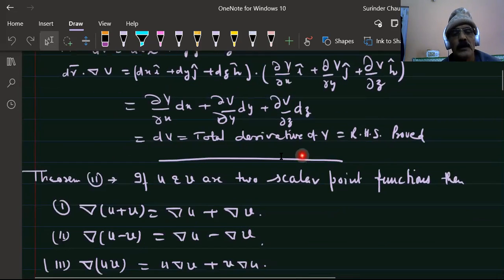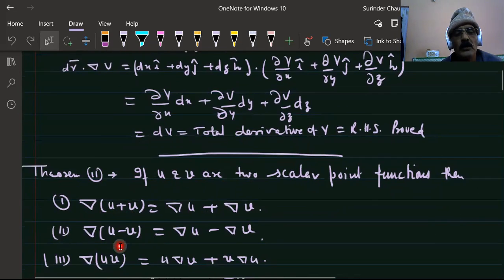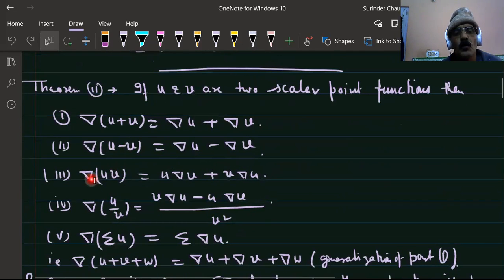Hence, proved. Now, if u and v are two scalar point functions in a region, then gradient of u plus v is equal to gradient of u plus gradient of v, gradient of u minus v is equal to gradient of u minus gradient of v, and gradient of u into v is equal to first function into gradient of v plus second function into gradient of u. Gradient of u upon v is equal to denominator into gradient of u minus u into gradient of v, over denominator whole square. And the gradient of the sum of scalar point functions is equal to the sum of their gradients.